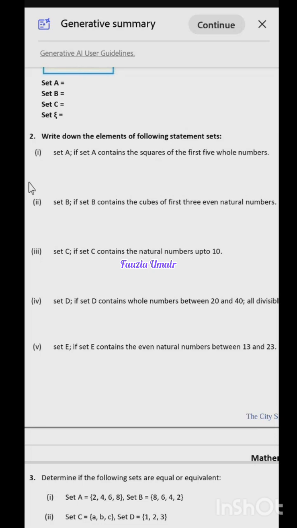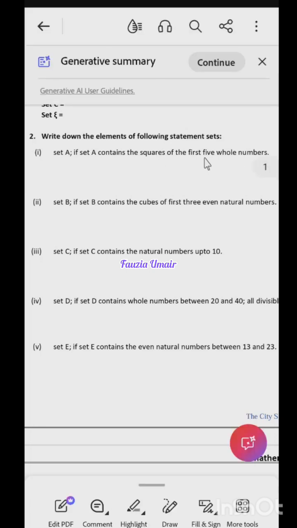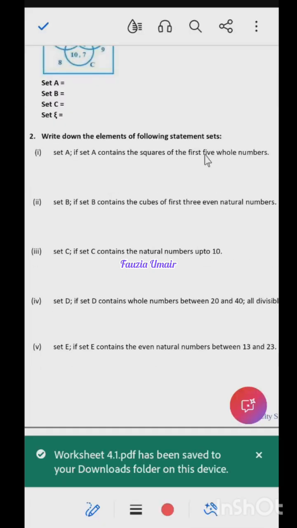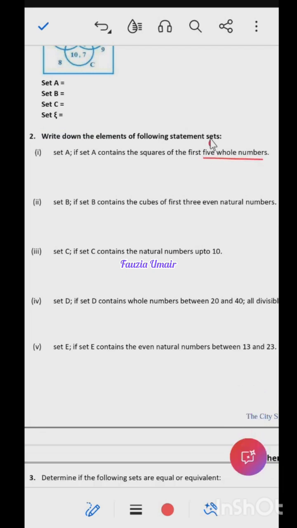Before taking squares, first tell me, what are the first 5 whole numbers? 0, 1, 2, 3 and 4. Now we have to write their squares. The square of 0 is 0. The square of 1 is 1. The square of 2 is 4. The square of 3 is 9. And the square of 4 is 16. So these are the elements of set A, because it is written that set A contains the squares of the first 5 whole numbers.